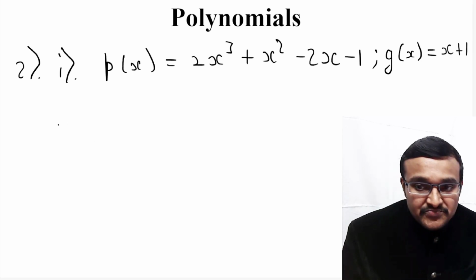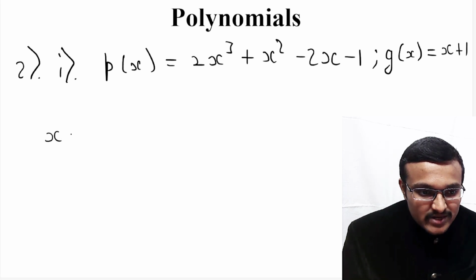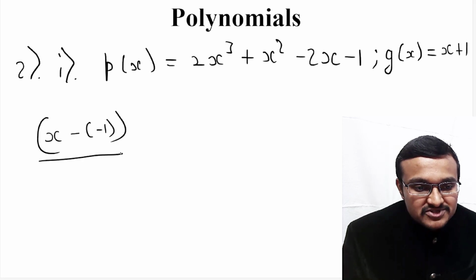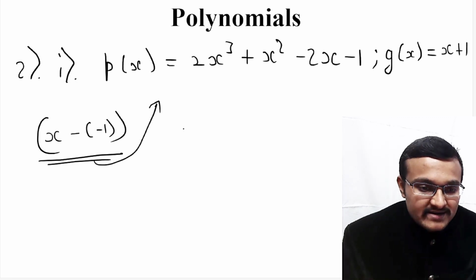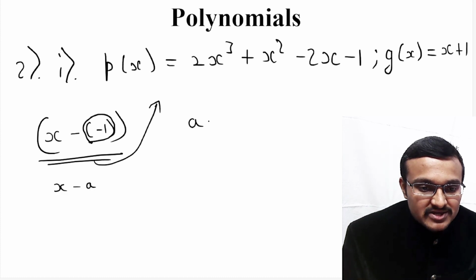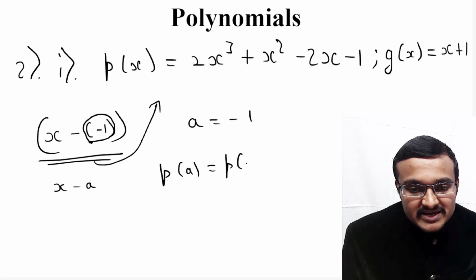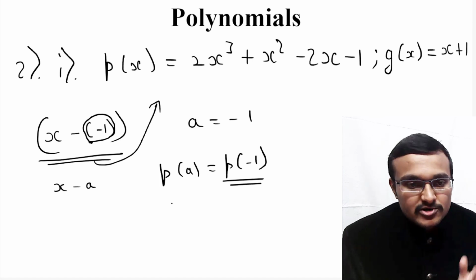So here g of x is x plus 1, which can be written as x minus of minus 1. Now you have to check whether this x minus of minus 1 is the factor of this polynomial or not. In order to do that, you know this is in the form of x minus a, so here a is equal to minus 1. So p of a is nothing but p of minus 1, and you have to find out whether p of minus 1 is equal to 0 or not.